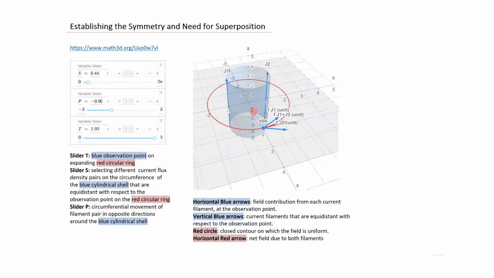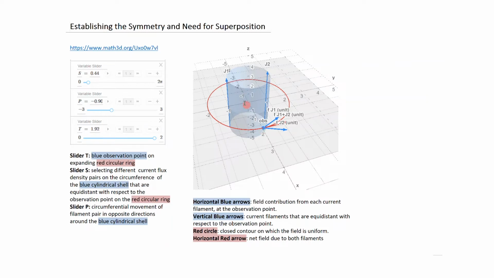The key point to realize is that when you compute the field for this current filament using the right-hand rule, the thumb has to point in the direction of the current flux density, and the fingers point in the direction of the field, which would be in this direction due to this current flux density, and this direction due to this current flux density. But the total is the sum of these two, which happens to be this red one that you see here, and that is tangential to the circle at this point.